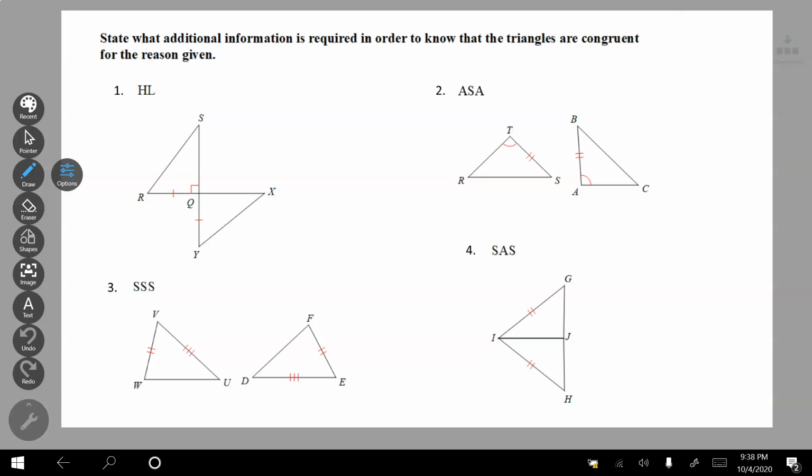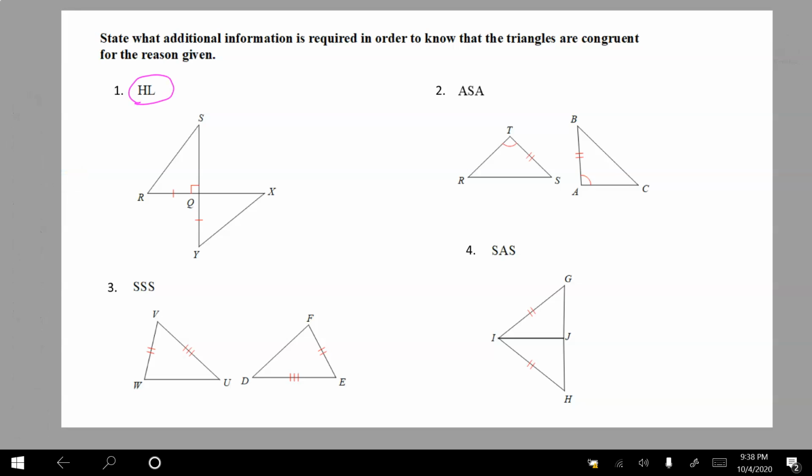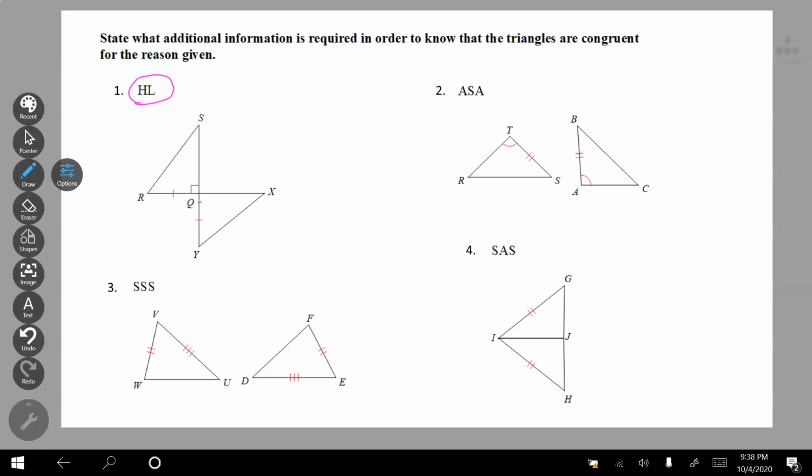So this last page is asking what else is needed to be able to show the congruence by the given statement. So this one is hypotenuse leg. That means I have to have a hypotenuse and one of the legs congruent to the hypotenuse and a leg on the other triangle. Here's my right angle here, my right angle here, and this side RQ and this side QY are next to the right angle. That means they're a leg. So I need the side across from the right angle, known as the hypotenuse. So I need RS to be congruent to XY to be able to use the hypotenuse leg congruency.